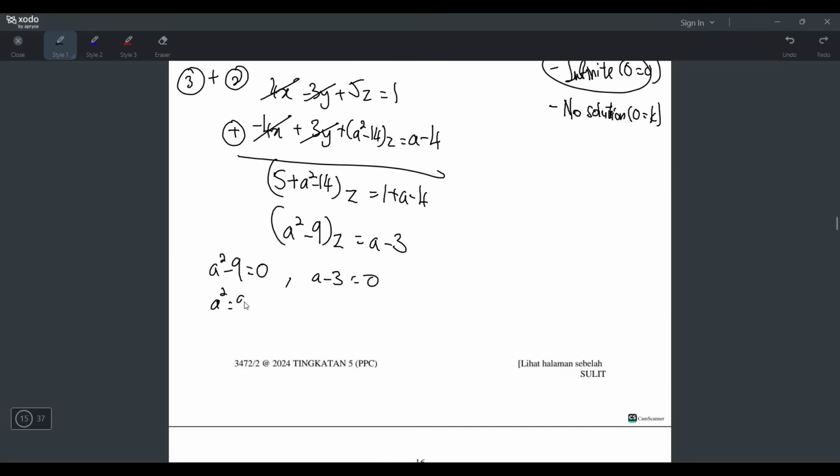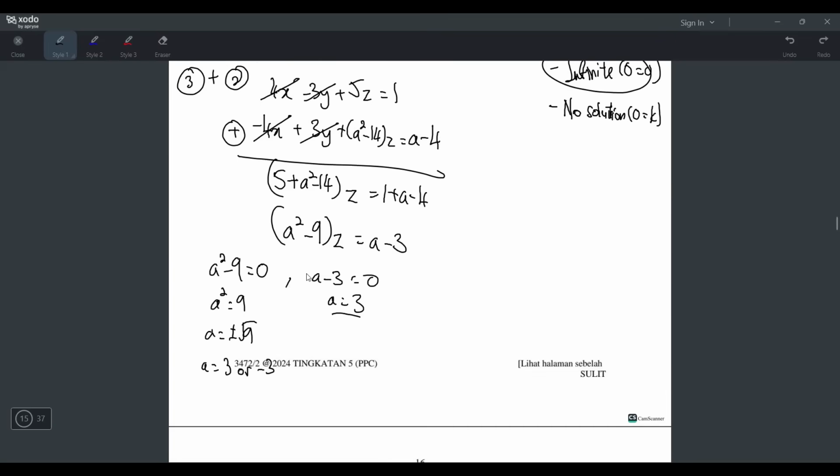Okay, so a square equals 9, a equals plus minus square root 9, a equals 3 or negative 3. The other side, minus 3, just move the 3 over, right? So which one is your answer, 3 or negative 3? Okay, the answer is 3.